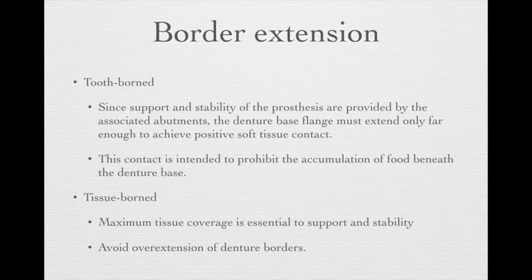When we do a border extension adjustment for a tooth-borne RPD, it is slightly different from complete dentures, because most of the support and stability is still provided by the abutment teeth. So the denture base flange doesn't need to extend to a fully bordered position. We just need to extend it to provide positive soft tissue contact, which helps prevent the accumulation of food underneath the denture base.